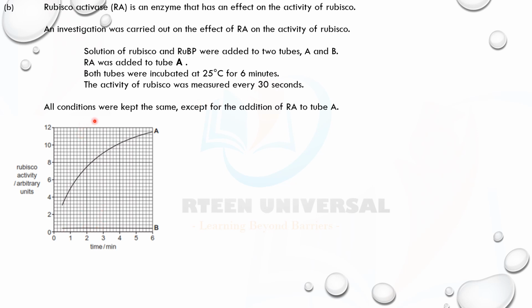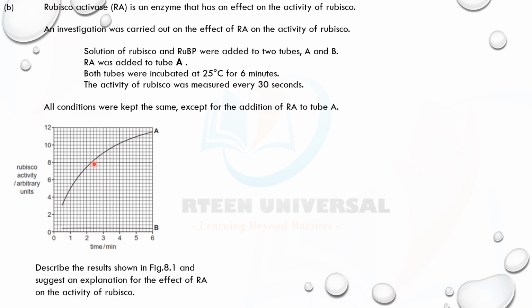All conditions were kept the same except for the addition of RA to tube A. So RA was added to tube A, but it wasn't added to tube B. You can see every condition constant. Let's see. Describe the resorption 8.1 and suggest an explanation for the effect of RA on the activity.